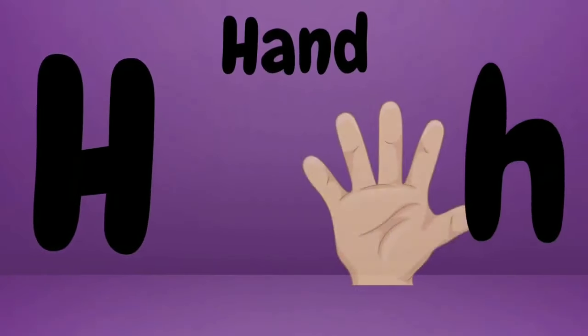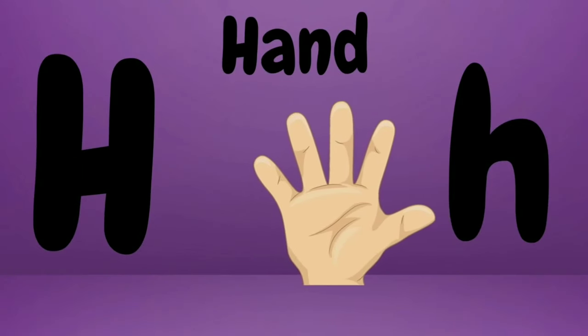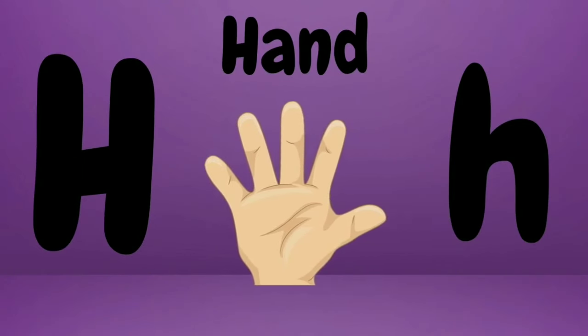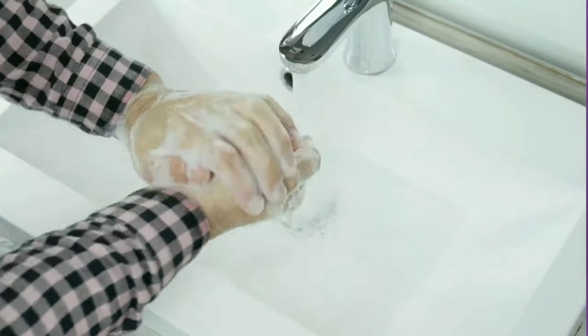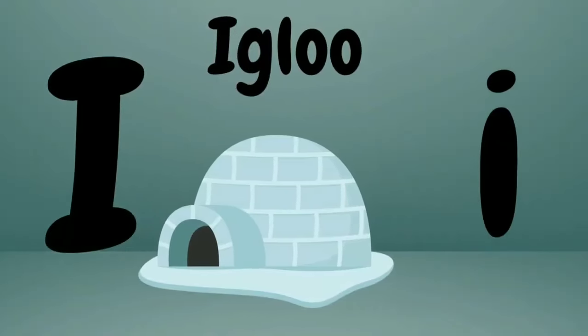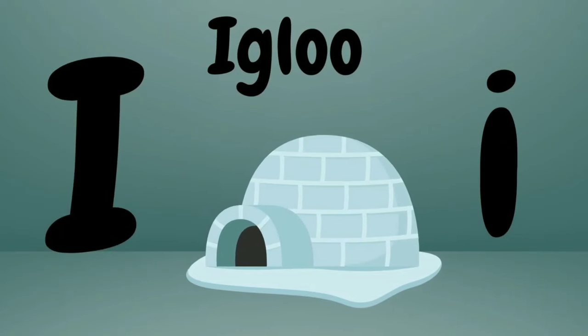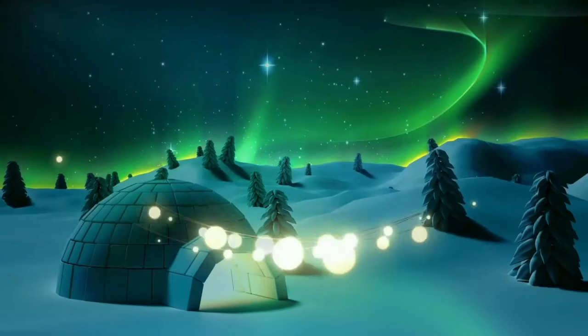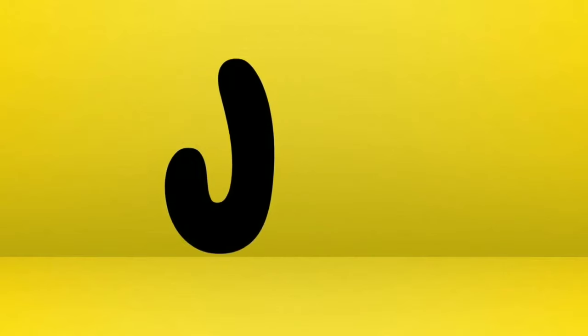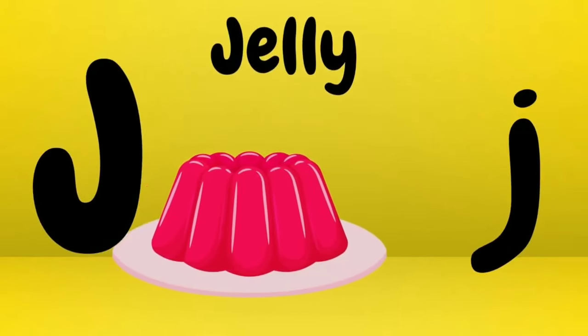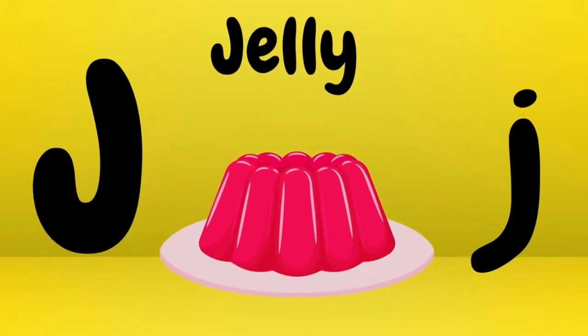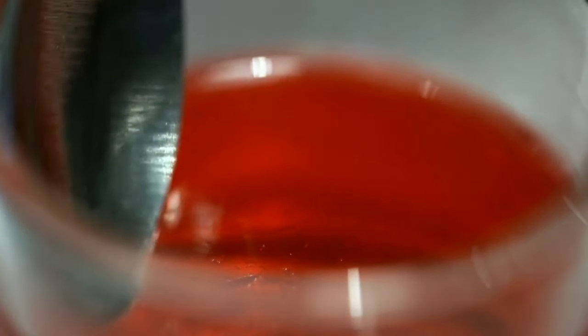H is for hand, hand, hand. This is a hand, hand, hand. I is for igloo, igloo, igloo. This is an igloo, igloo, igloo. J is for jolly, jolly, jolly. This is the jolly, jolly, jolly.